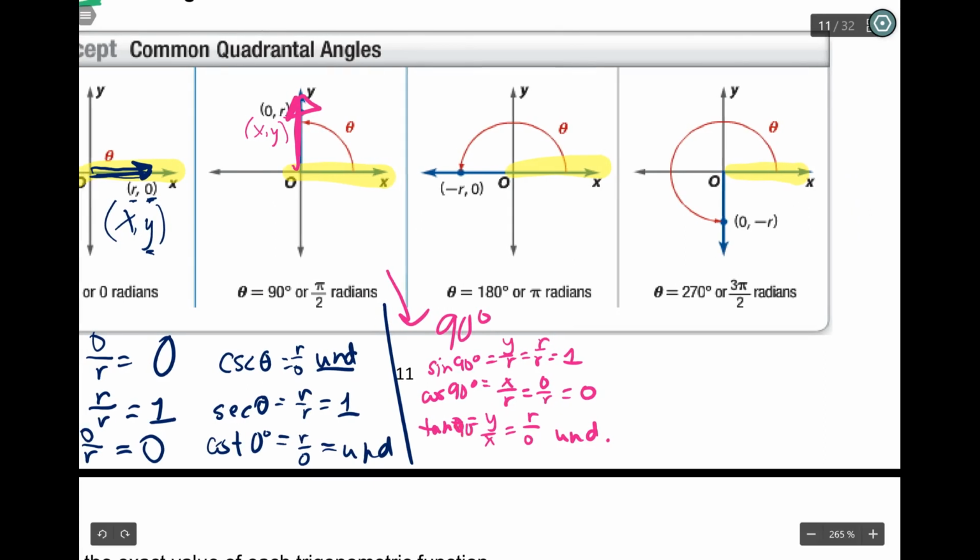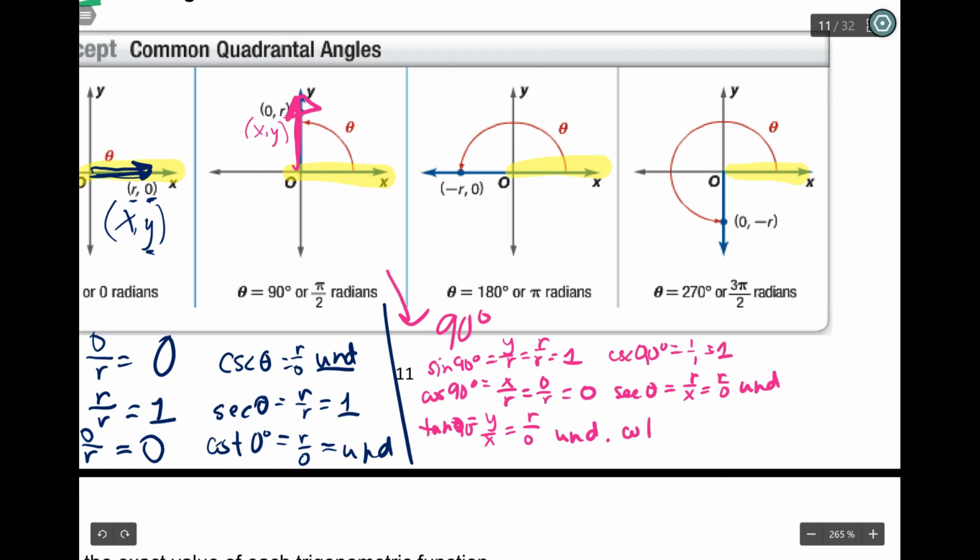Oops, tangent of 90. So let's go through and find the reciprocal functions. Cosecant of 90 degrees is going to be 1 over 1, right? So I just flipped it, that's equal to 0. I'm sorry, that's equal to 1. Ugh, simplifying. Secant is the reciprocal function of cosine. So secant of this angle is going to be r over x. So once again, that's just r over 0, so that's undefined.